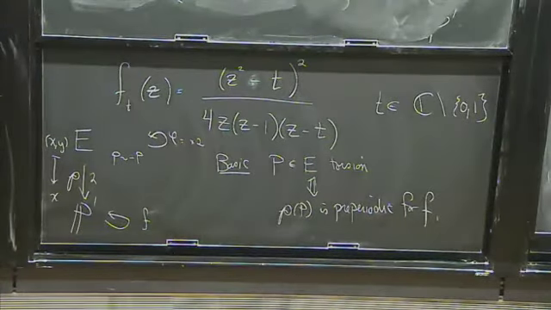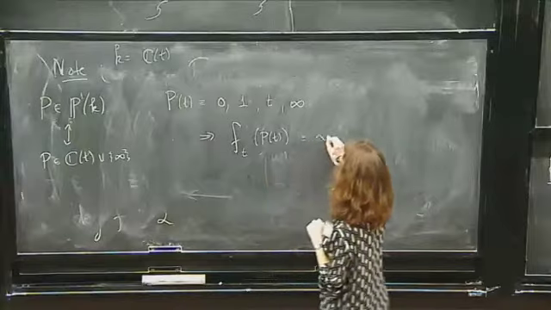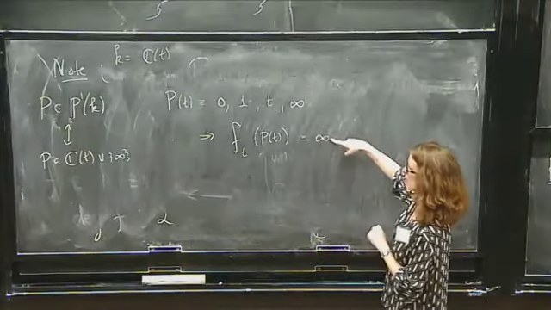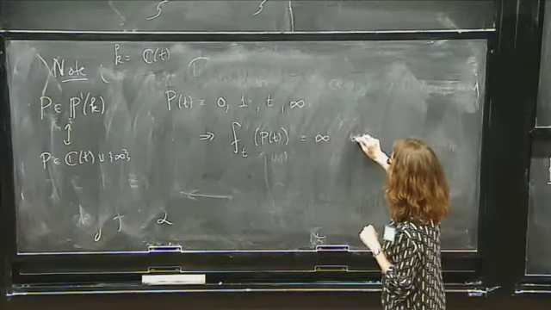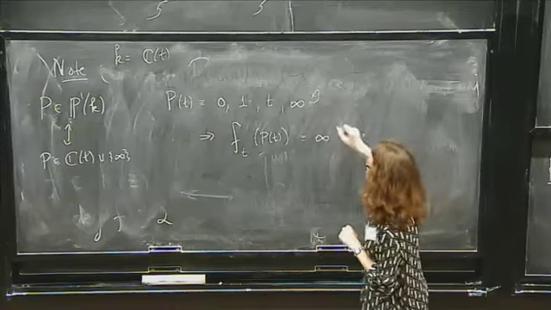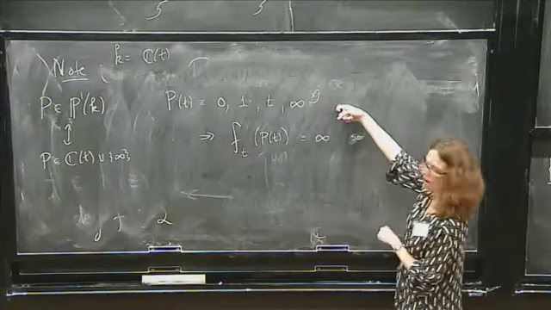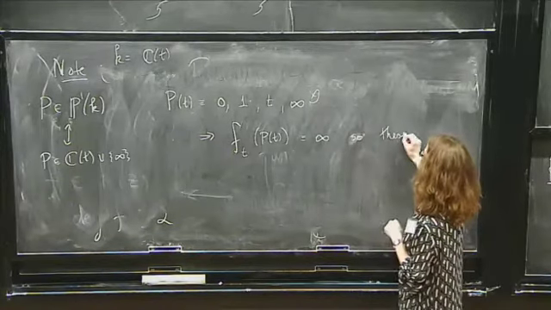Okay, so for all of these, if you look at F_t evaluated at P of t, this will be identically equal to infinity. Infinity is fixed. And so these are pre-periodic.